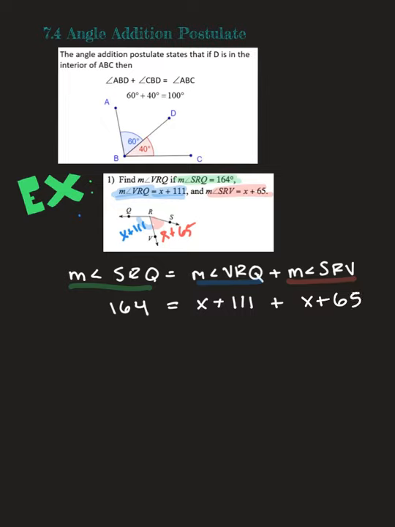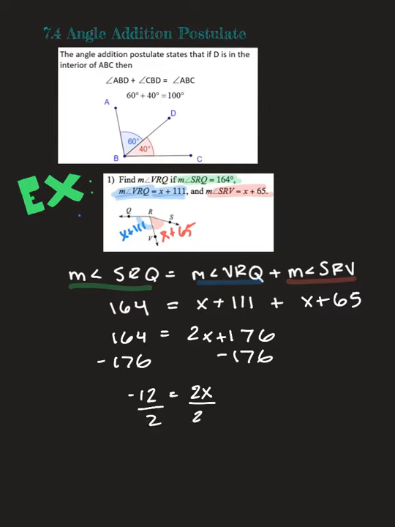So we can combine our like terms on the right side. We have an x here and an x here, which gives us 2x, and then 111 plus 65 is 176. Okay, then to solve, we subtract 176 from both sides, which gives us negative 12 equals 2x. Divide by 2, we get x is equal to negative 12.